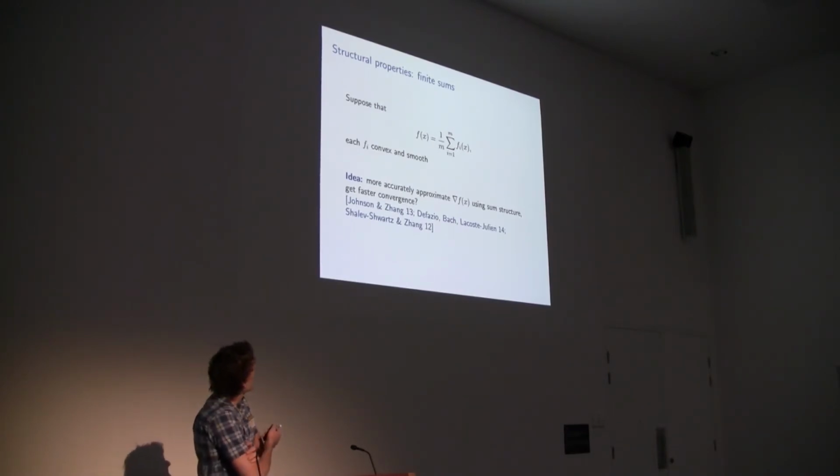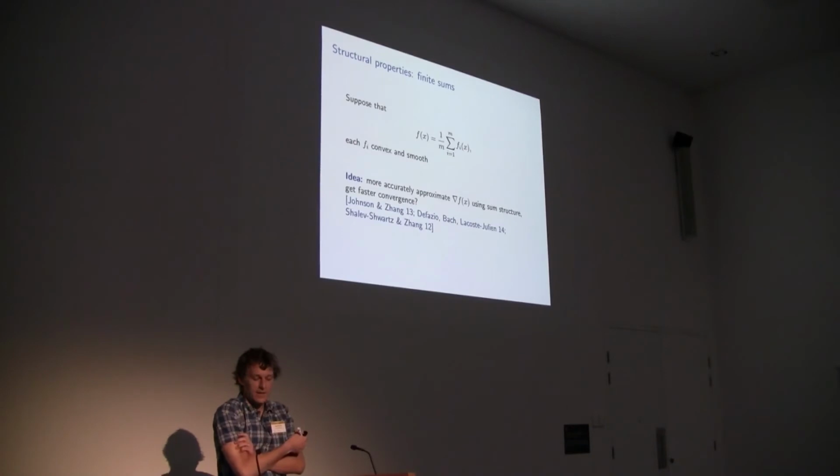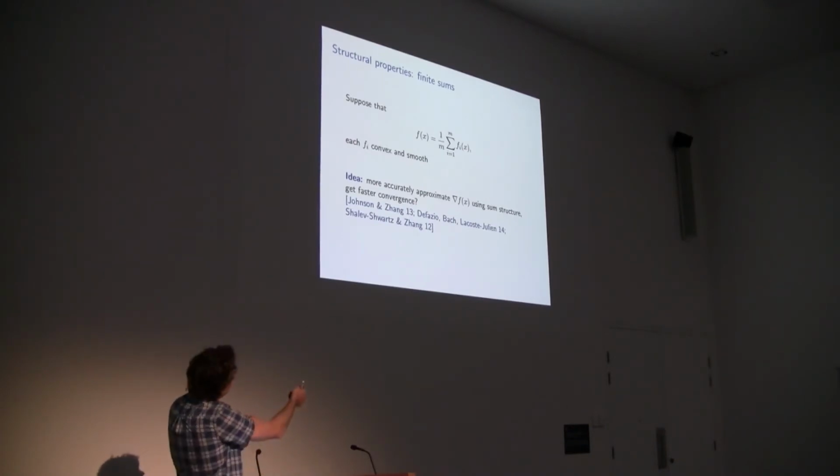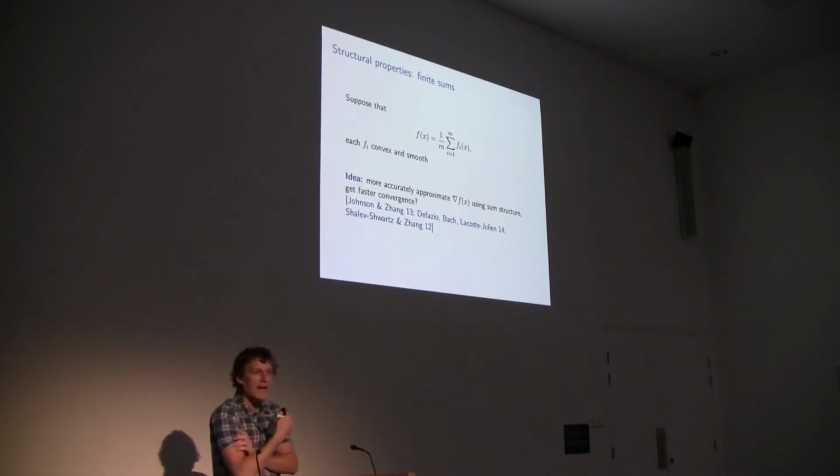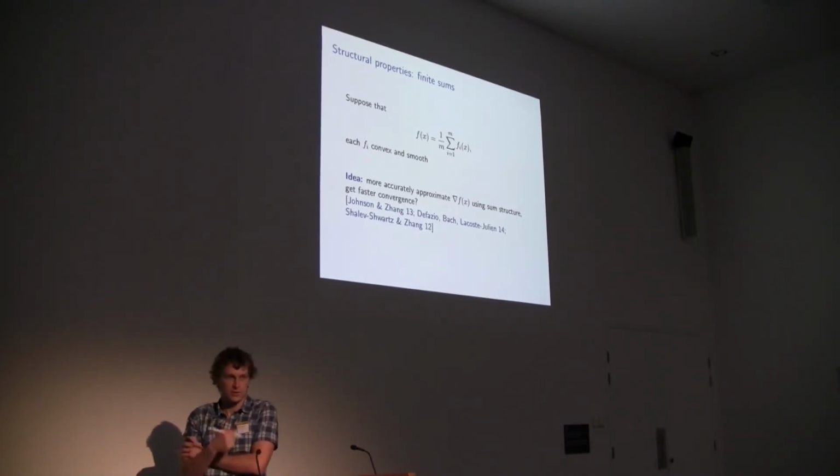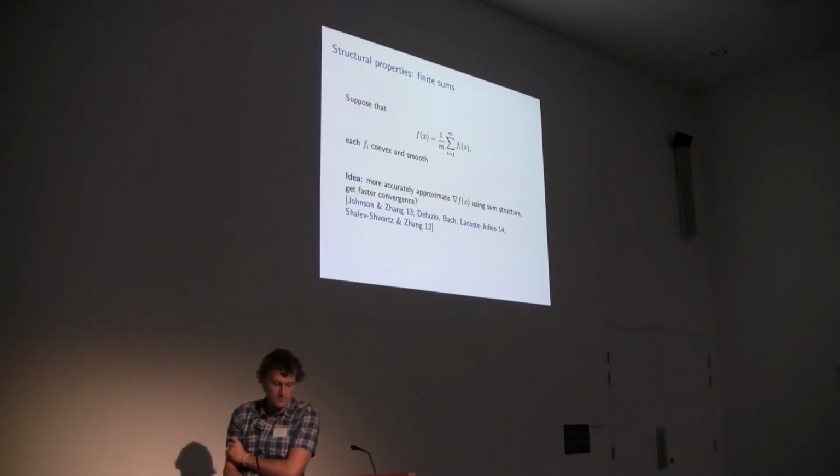Okay, so the idea here is that we can actually more accurately approximate the gradient of f using the fact that we have this finite sum structure. And then we can actually get faster convergence than just, say, stochastic gradient methods would allow.